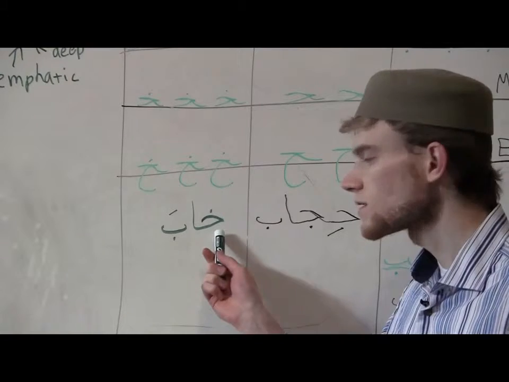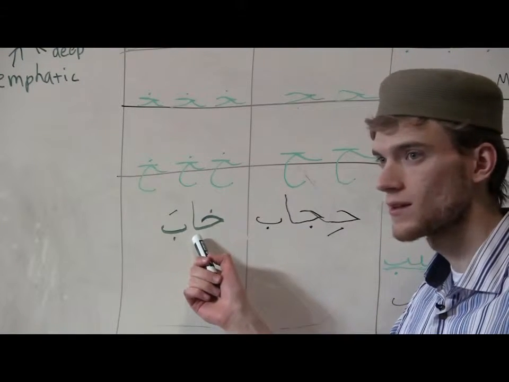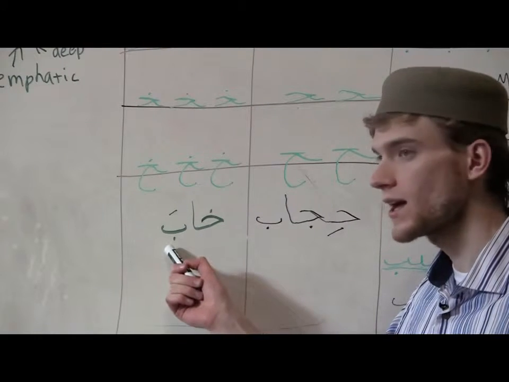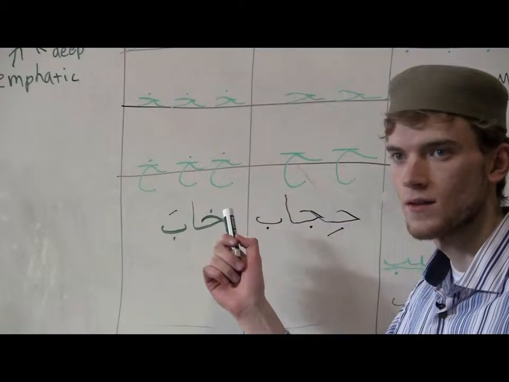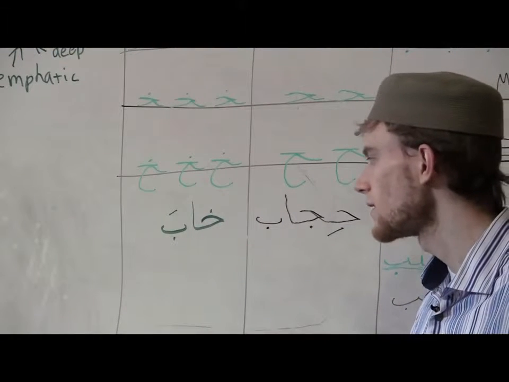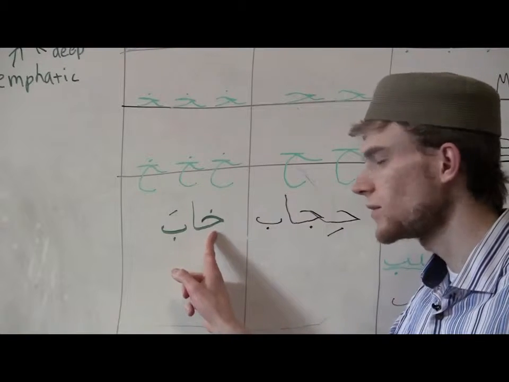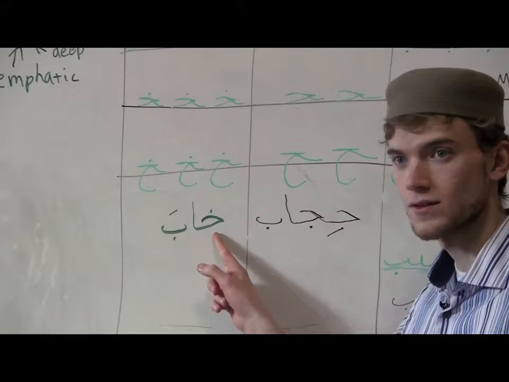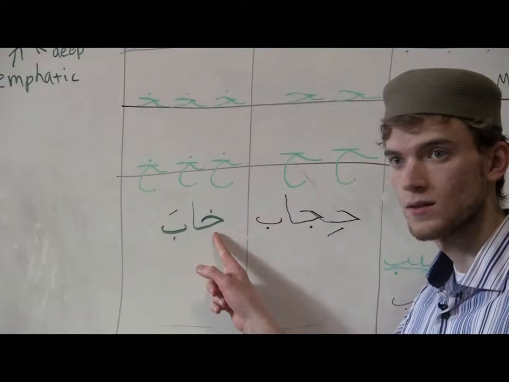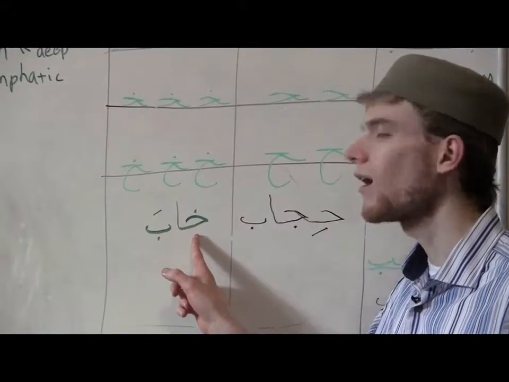Now the first letter, what's the first letter? Kha. And then we have an alif, and then finally a ba. And on top of the ba is a fatha. Right. So this is, anyone want to try this for me? Go ahead. Good, good. Everyone say it. Excellent. Everyone say khaba.